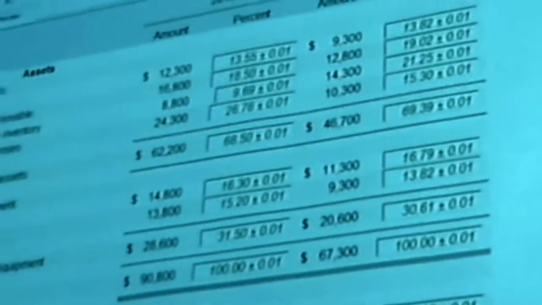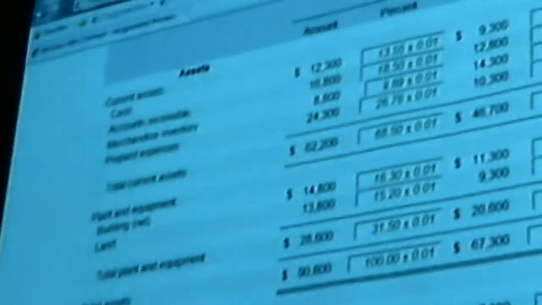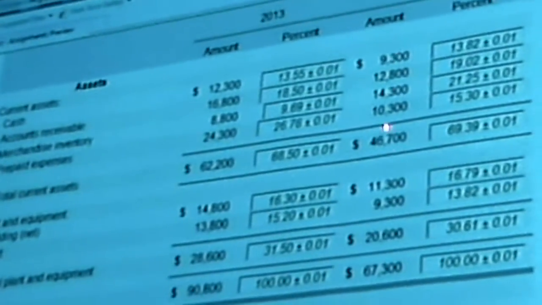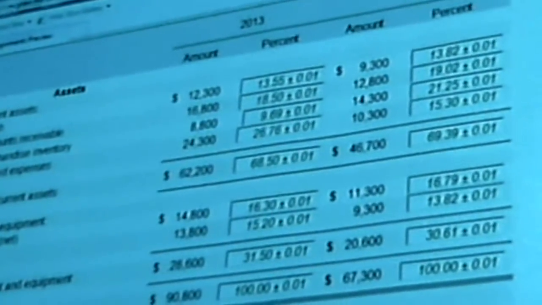Do that all the way down. The 2012 though, you did the 9,300, you divide it by the 67. Yes, same way, right.